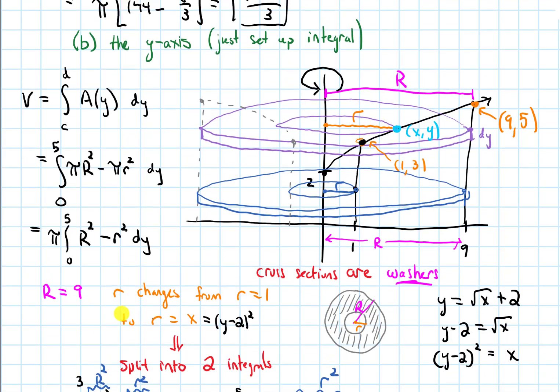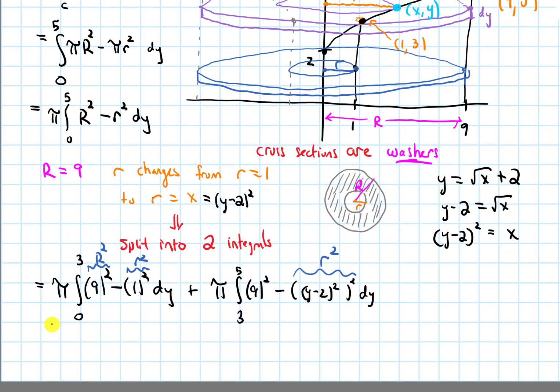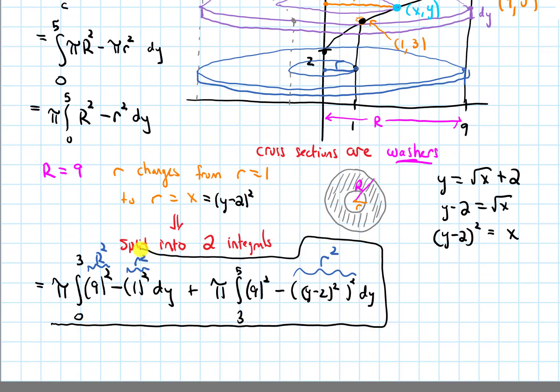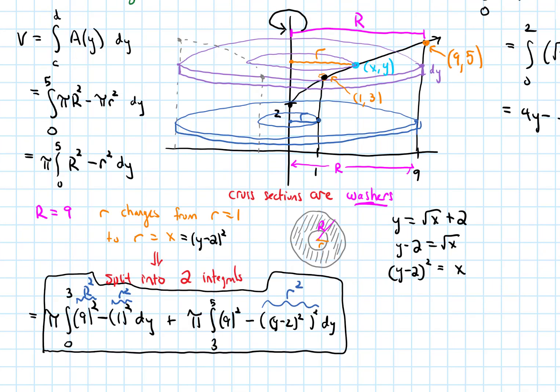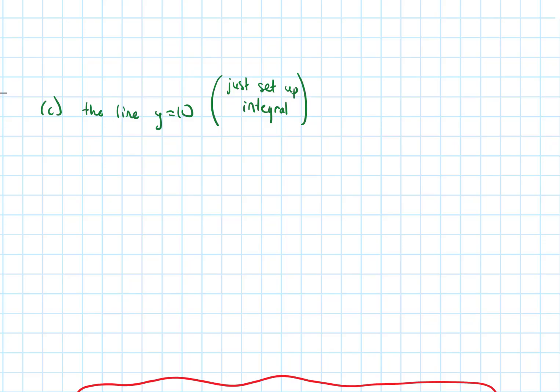So remember, this problem just said to set up the integral. At this point, we've done that. So we could evaluate this antiderivative if we needed to find the actual volume. And if we work out what this is, it ends up being 1768 pi over 5.